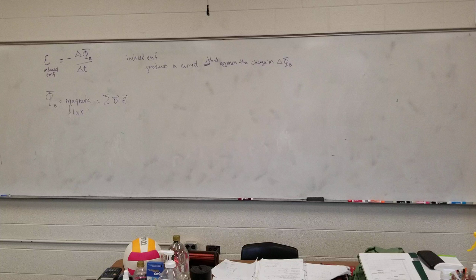So we have an EMF that is produced, in essence a voltage, by having a change in the magnetic flux. This phi sub B is the magnetic flux, and that's just the sum of all the B dot A's. If I have an open surface and a magnetic field going through it, in the simplest case the magnetic field goes through the entire area, and it's just the magnetic field times the area, if the magnetic field is parallel to the area vector, or perpendicular to the surface.